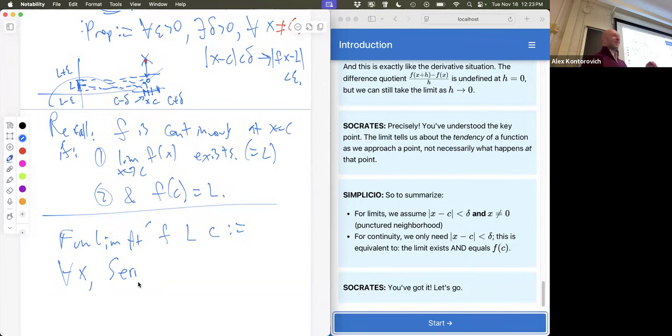Pause your comment for 25 minutes. You're going to say, why don't I just take some sequences that converge to the point C and never hit the value C? Can't I use that as a substitute for limits? Pause that for 25 minutes. You're right on track. Okay, so not yet.